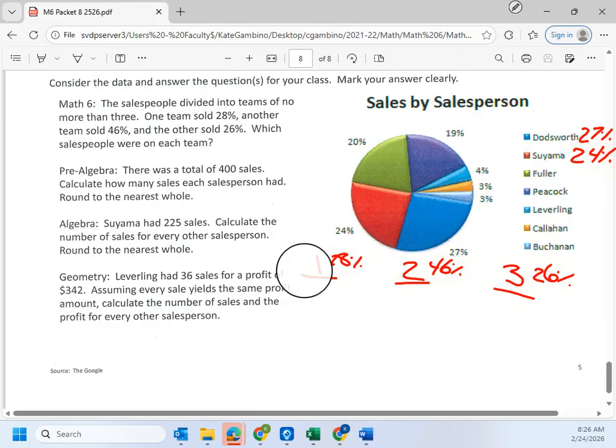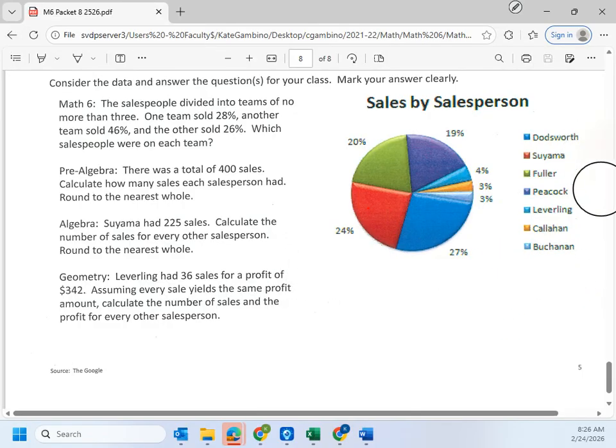With that, we are finished with our packet number 8. Make sure to get it to me by Friday in order to be able to fix up any mistakes that you made. It is due next Tuesday, no lates.